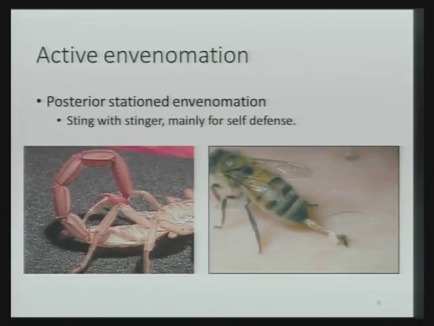For posterior station envenomation, the appendage is placed behind the body, it could be a sting, mainly for self-defense. For self-defense. What is it? A bee with its stinger. What is it? Scorpion. Some arthropods could bite and sting at the same time, which you will see later.